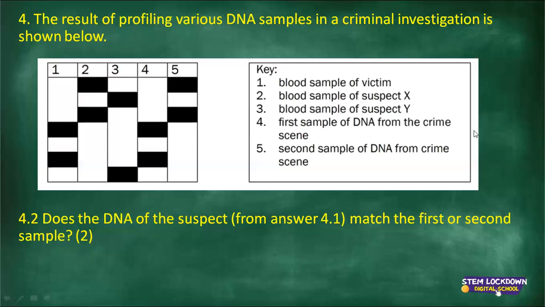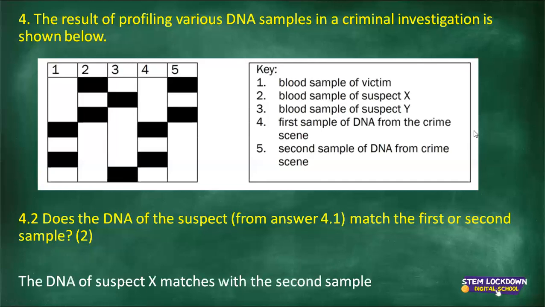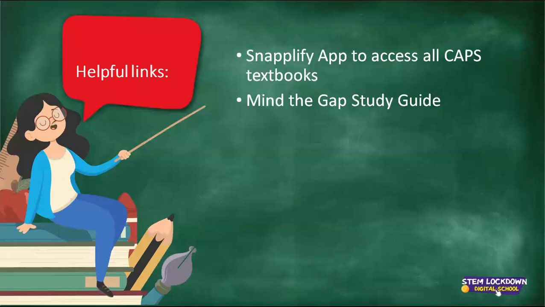All right. So let's get the answer. Yeah. The DNA of suspect X matches with the second sample. So those of you who said second, I presume that this is what you meant, that you are correct. So the DNA of suspect X matches with the second sample. Okay, which means he was also part of the deal.